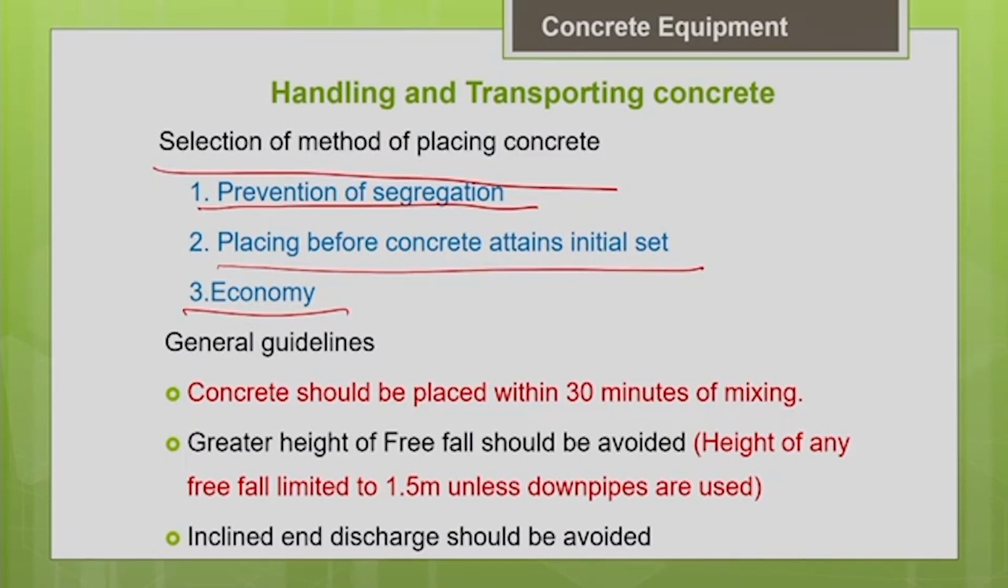These are the basic guidelines we should keep in mind when we select a method for transporting or placing the concrete. One is, we should transport it as early as possible, before it attains the initial set. Another is, we should transport the concrete in a homogeneous form only, so it should not get segregated during its transit. And whatever method you select, it should be economical and fit into your project budget. These are the general guidelines we should keep in mind while placing the concrete.